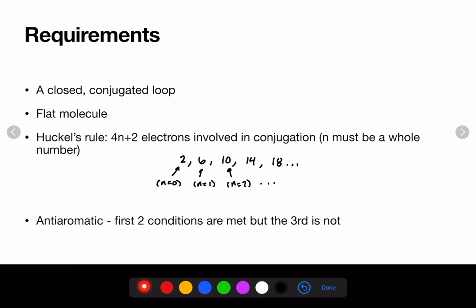First, we have non-aromatic molecules, we have anti-aromatic molecules, and then we actually have aromatic molecules. In non-aromatic molecules, one of the first 2 conditions is not met, regardless of whether the third is met at all. In anti-aromatic molecules, the first 2 conditions are met, but the condition regarding Huckel's rule is not satisfied. And of course, for aromatic compounds, all 3 conditions are met.